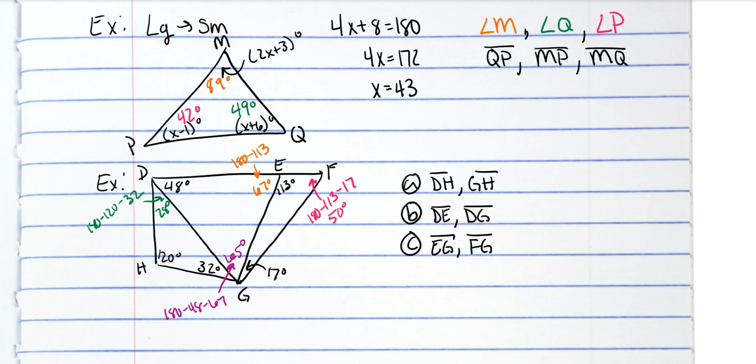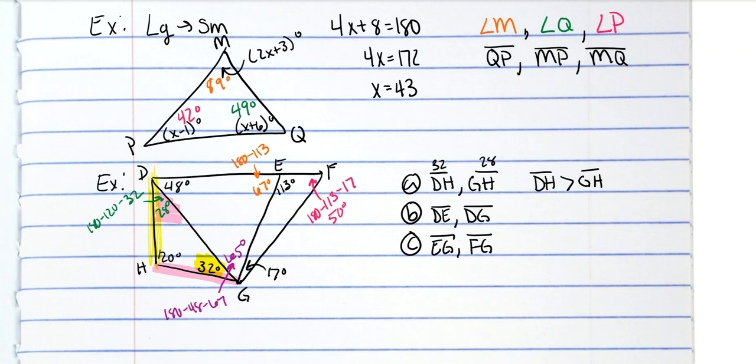All right, so let's talk about this. DH is this side, which corresponds to 32. And then GH, where's GH? Oh, GH is this side, which corresponds to 28. So obviously 28 is going to be smaller than 32. So this one is the 32, this one's the 28. So DH is greater than GH.